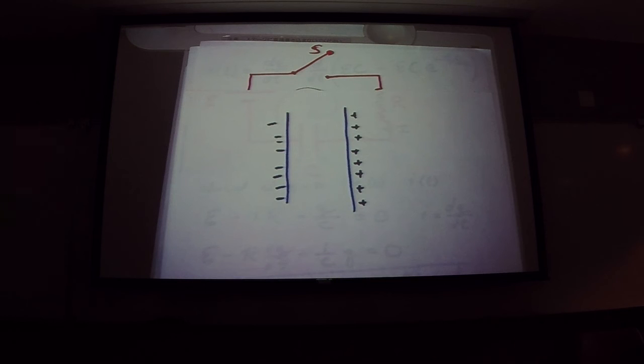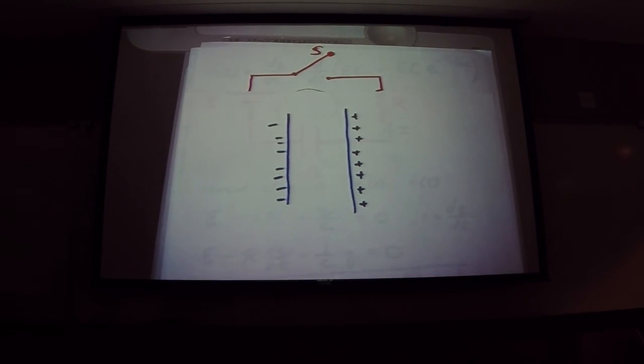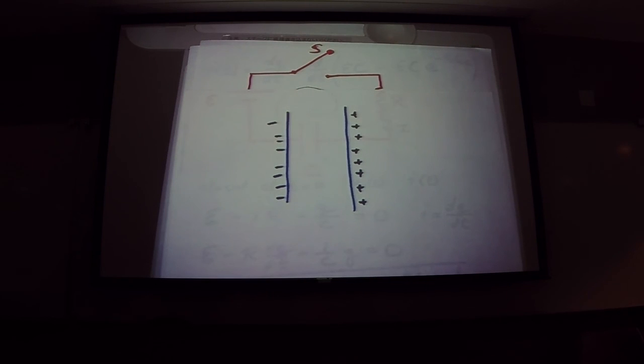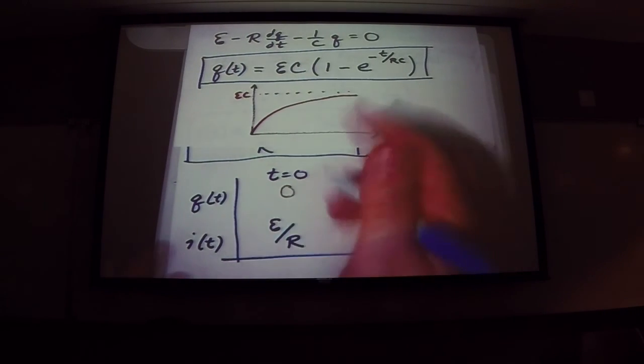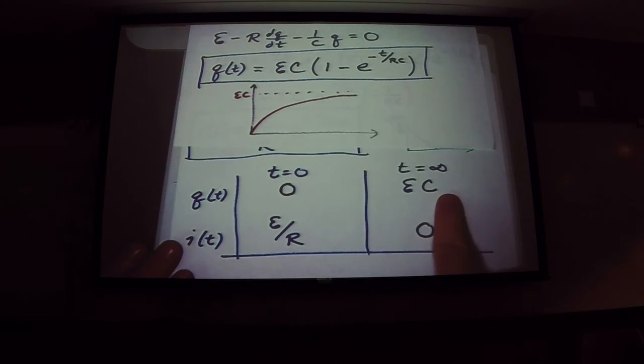That's what happens with the capacitor. So a fully charged capacitor acts like a gap. You can't put any current through it because there's no place for the charges to go. As long as the capacitor is charging up, as long as it's still got places to put the charge, current can flow. But once it's charged, that's it. And that's why the charge builds up, the current goes down.